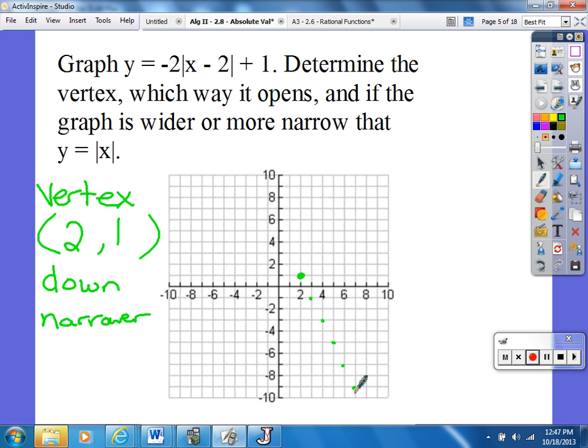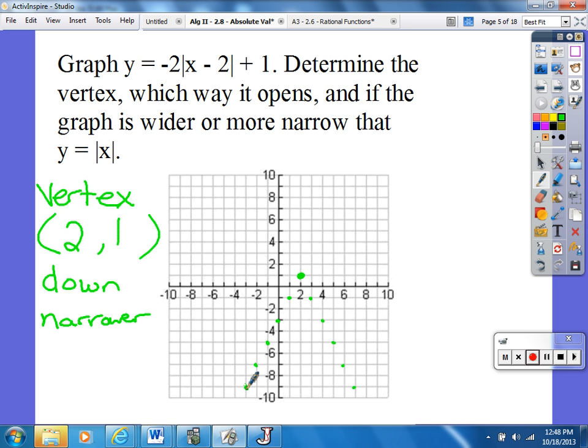Now, it has to make a V because it's an absolute value, right? Letter V. I purposely did that, Miss Sydney, just so you know. So, I need to mirror it on the other side. I'm going to go down 2 and over 1 on the other side so that I mirrored it. Now it looks like a V, doesn't it?